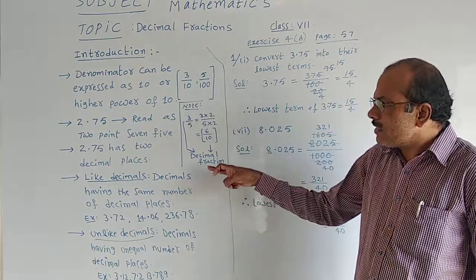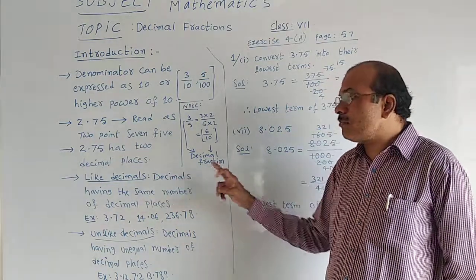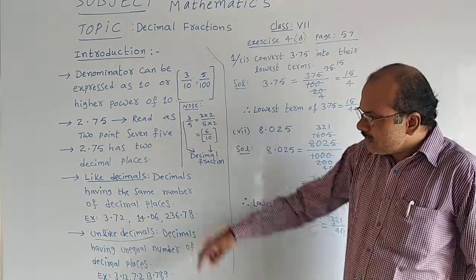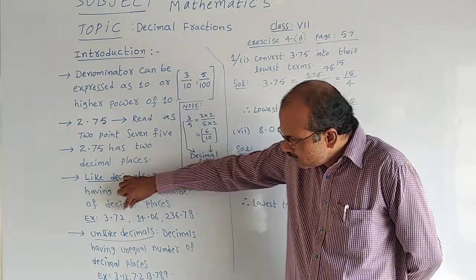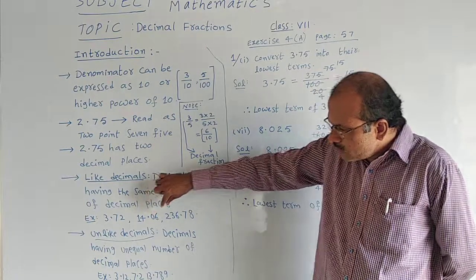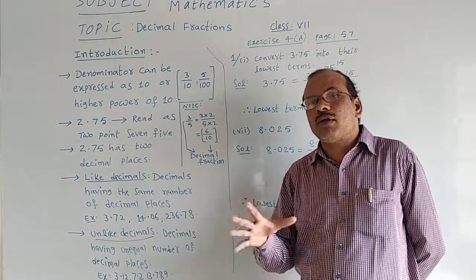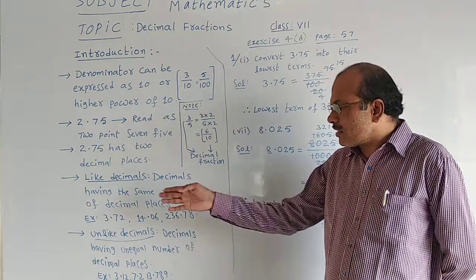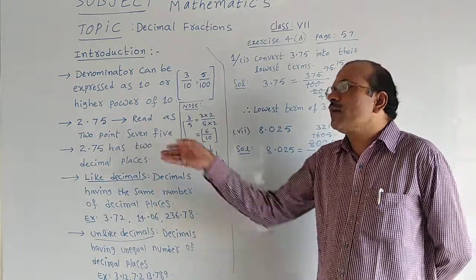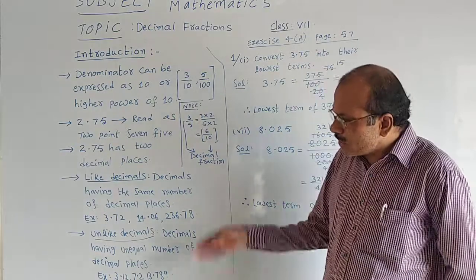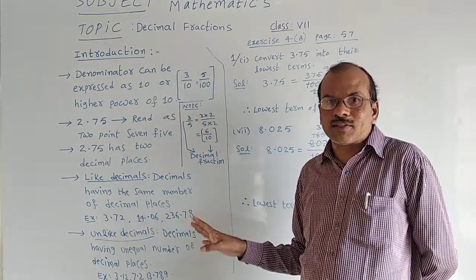That only we said. Decimals having the same number of decimal places. Here decimal places are 2. Here decimal places are 2. Here decimal places are 2. If the decimals are having the same number of decimal places, then such decimal fractions are said to be like decimals. So that's why we are calling them like decimals.